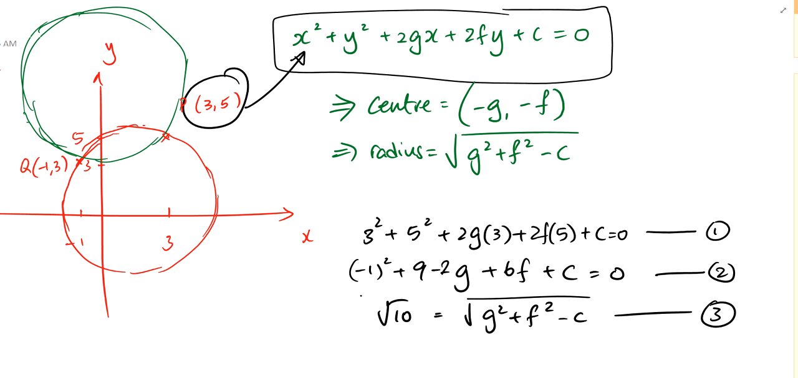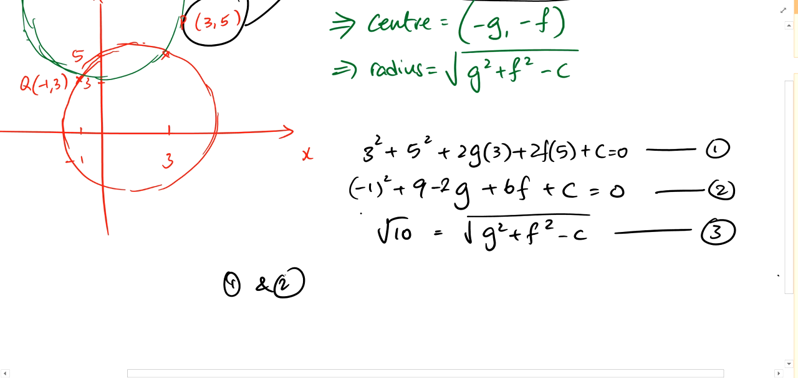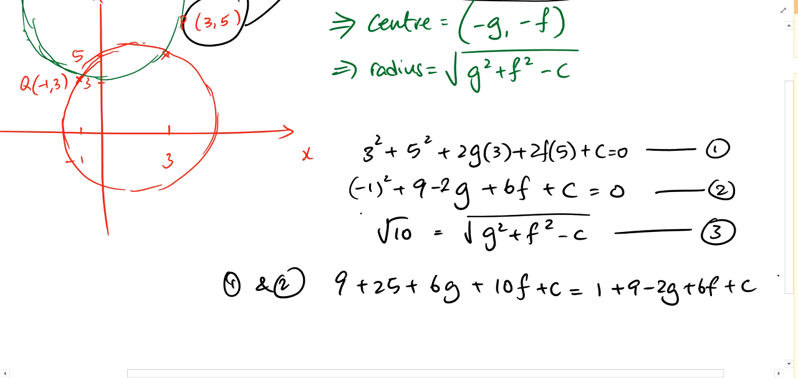Can? So actually, from equation number 1 and equation number 2, you see that all the c will cancel off from equation 1 and 2. I've got 9 plus 25 plus 6g plus 10f plus c equals to 1 plus 9 minus 2g plus 6f plus c. So this part, the c and the c will cancel off. Then we can continue to simplify, and just with 3 equations, 3 unknowns, you definitely can solve one. Okay?